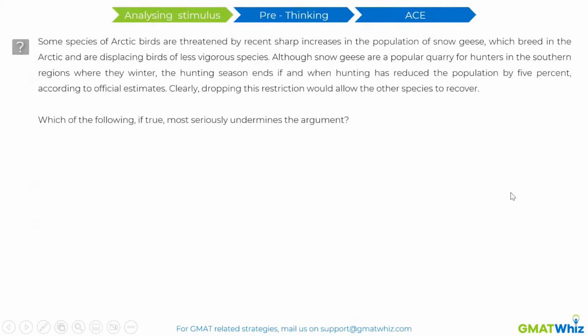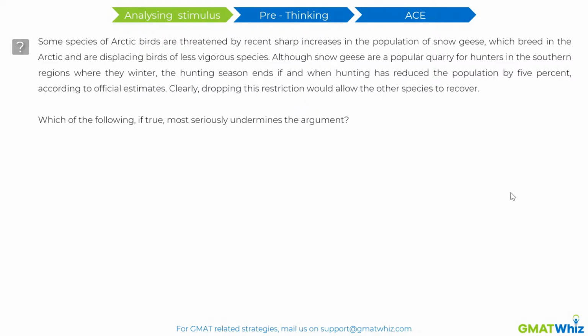So once again, analysis of the stimulus is very, very important as your pre-work. We're talking about some species of Arctic birds that are threatened. Threatened means they are at risk because of a recent sharp increase in the population of snow geese. So this sentence here is a fact. It tells us some species of Arctic birds, that means at least one, are being threatened by a sudden increase in the number of snow geese.